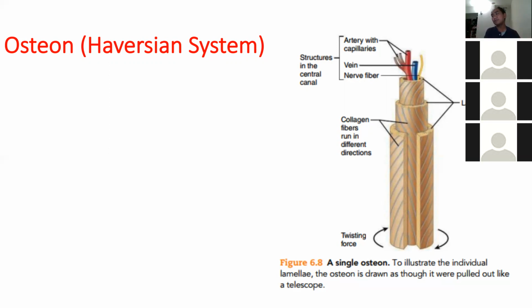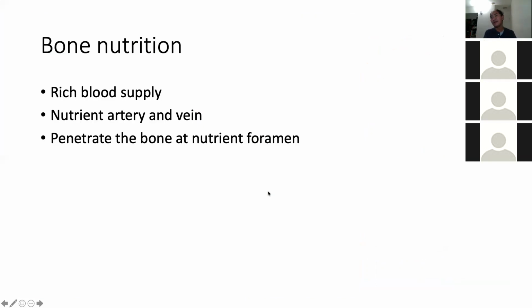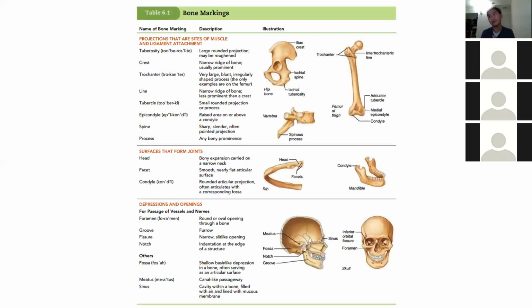Wow, okay. Now let's look at it. We have seen this picture again and again. Haversian canal, osteocytes in the lacunae, and these are the canaliculi. And bone nutrition. Bone is rich with blood. Therefore, a broken bone will bleed a lot. Nutrients, artery, and vein, you have seen it, the penetrating form and the nutrient form.